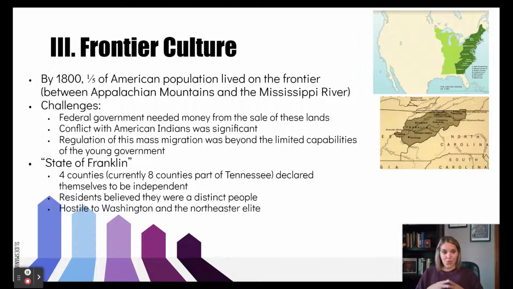Something that's interesting in one of these areas in particular is what became called the State of Franklin. There were 4 counties that are now currently 8 counties in Tennessee. They declared themselves to be independent after the Revolutionary War. So they did not want to automatically become part of the United States. They believed that they were distinct people, that they were very dissimilar to the Northeastern elite, and that Washington and other founding fathers had not considered their particular needs in the writing of the foundational documents.